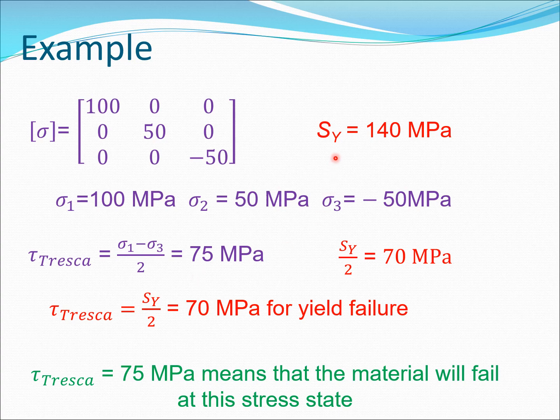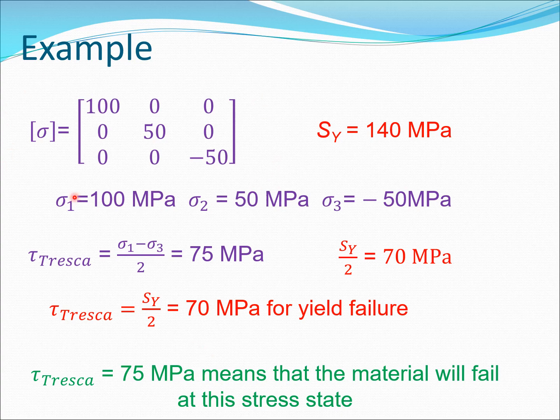And I can also calculate that Sy by 2 is 70 megapascal from the fact that Sy is 140 megapascal. Now I can take tau Tresca and I can see at what point this equals Sy by 2, and that would be at 70 megapascal. At that point yield failure would take place. But for this given stress state, which is given by the sigma matrix here, tau Tresca is 75. So actually it is greater than the tau Tresca required for yield failure.